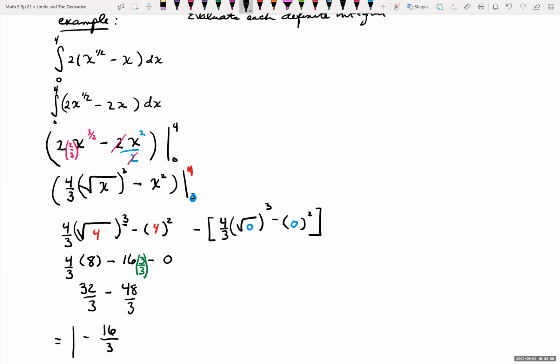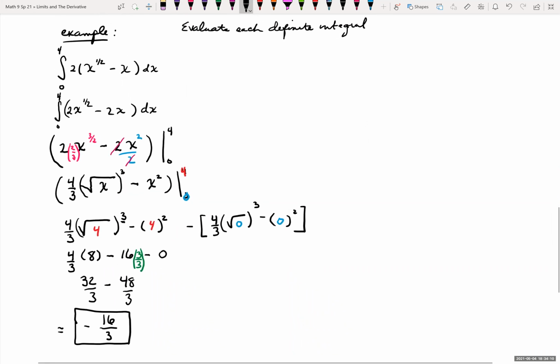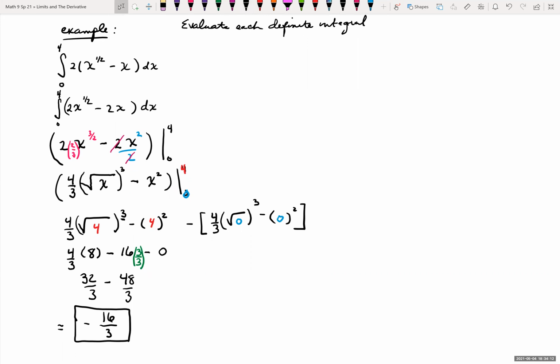So right there, because this is a negative answer, I know that at least part of that graph is underneath the x-axis, and the part that is underneath the x-axis, if there is some above, is going to be larger. That area is larger than the one above. But it didn't ask us to find area, so we're okay.